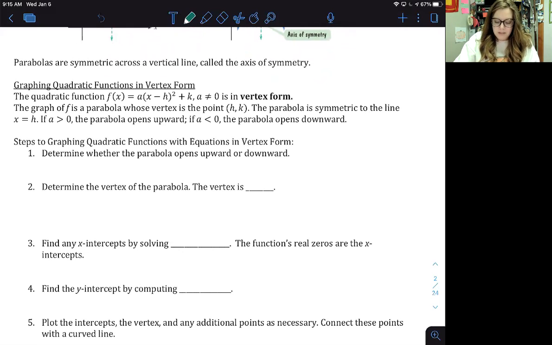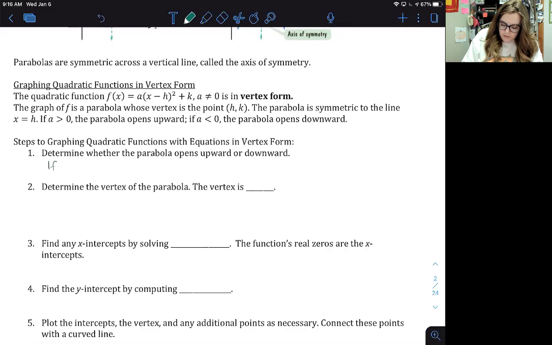So we have some steps that can help us figure out what we're doing. So first thing, determine whether the parabola opens upward or downward. So remember, this is going to be if a is positive, we're up. And then if a is negative, we're facing down. Okay. So determine the vertex of the parabola. The vertex is (h, k).